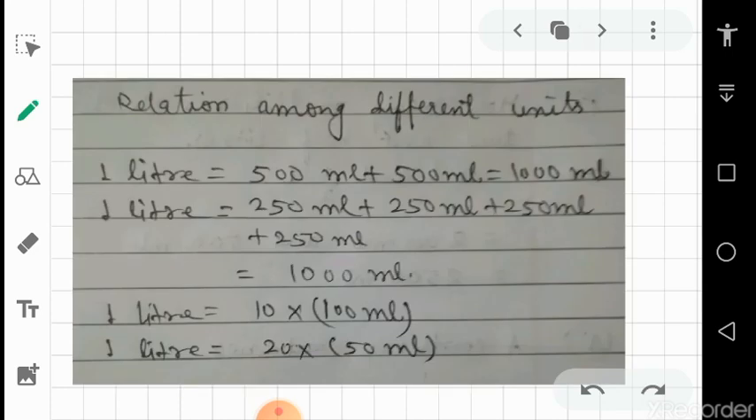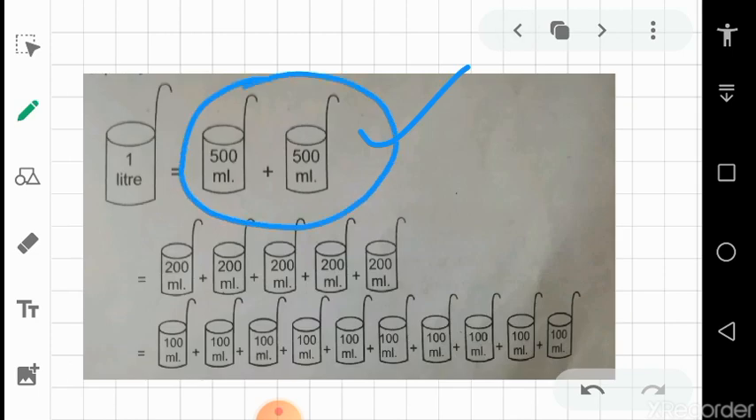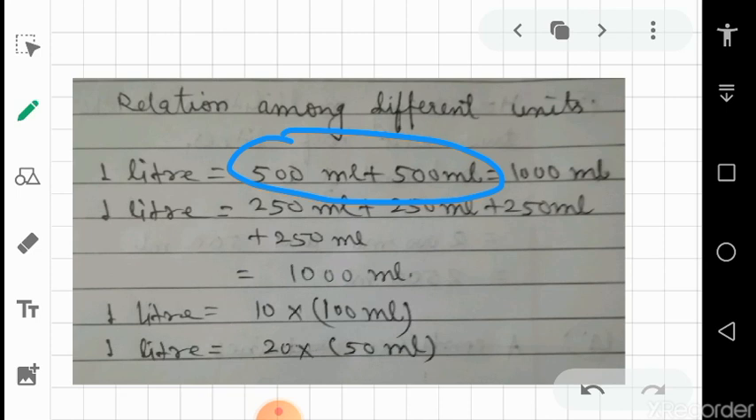Now here are a few examples. Relation among different units. As in the last picture you have seen, similarly there is a relation between liter and milliliter. That was the picture of the containers only. Now we use the same concept theoretically. So we can write 1 liter equals 500 ml plus 500 ml. As in the last picture you can see there are two containers each of 500 ml, so we can write 500 ml two times and adding together we get 1000 ml.